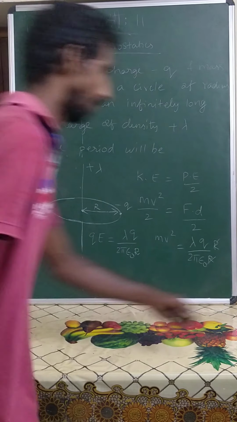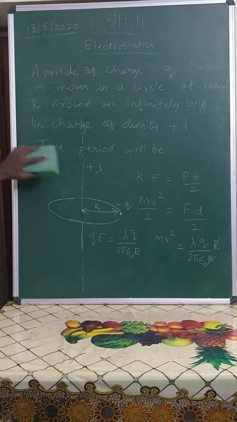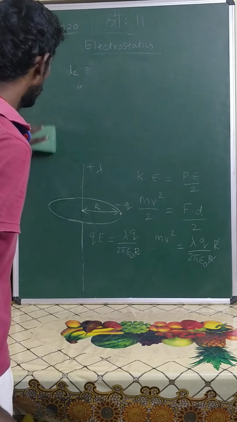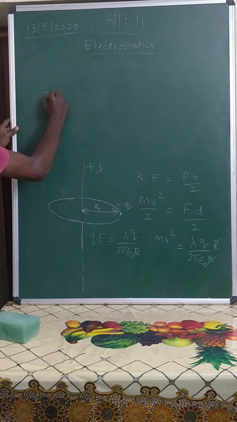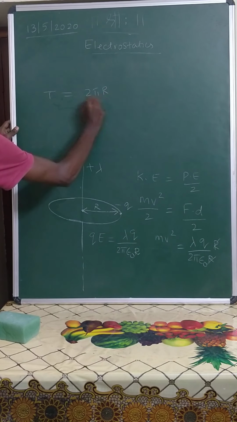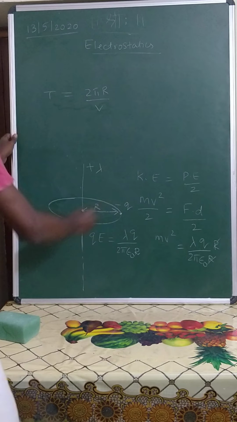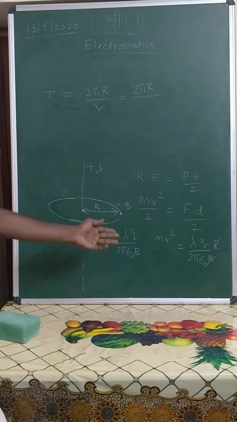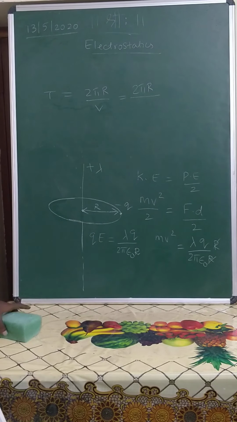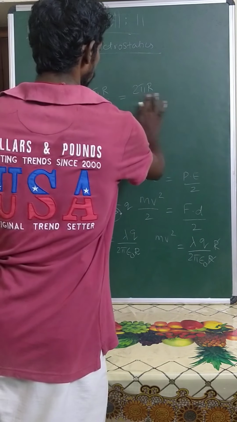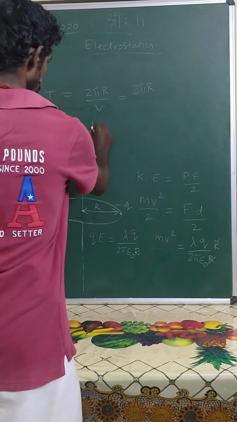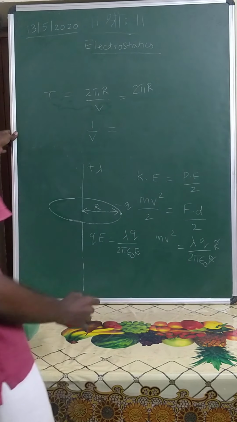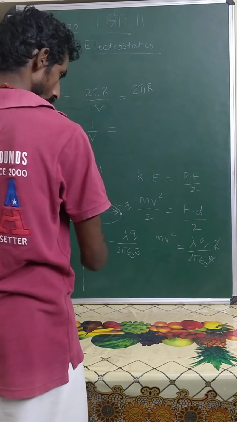So finally, we want to find the time period of this charge. How will you find the time period? We know that time taken is equal to distance by speed. So here the distance is 2 pi r, and speed we can consider as v. So time period is 2 pi r divided by v. So what is v? Here we have v square, so we can consider 1 by v.